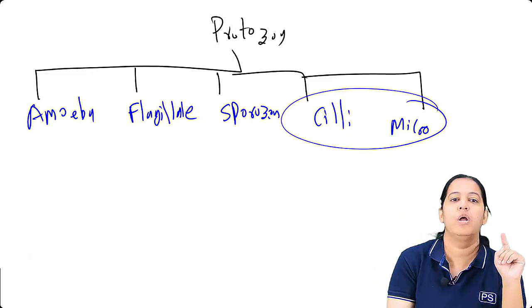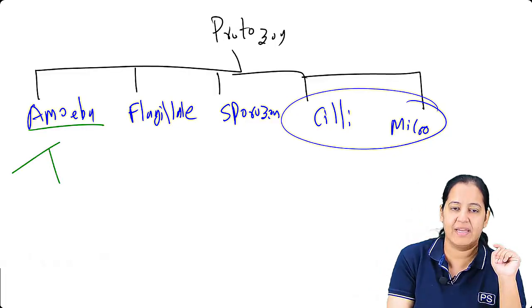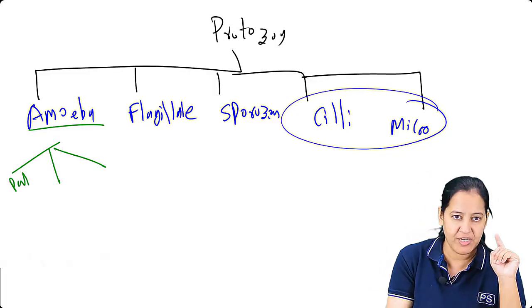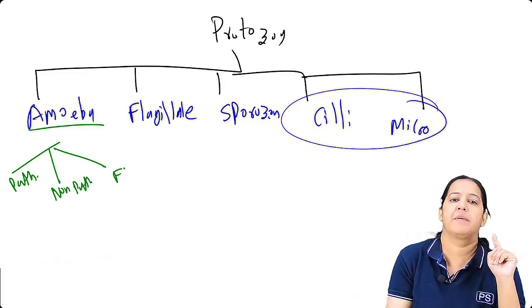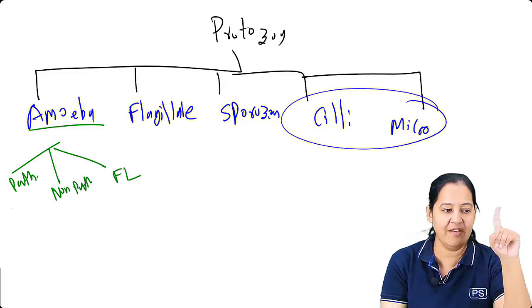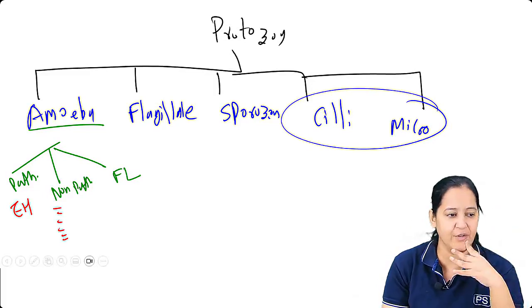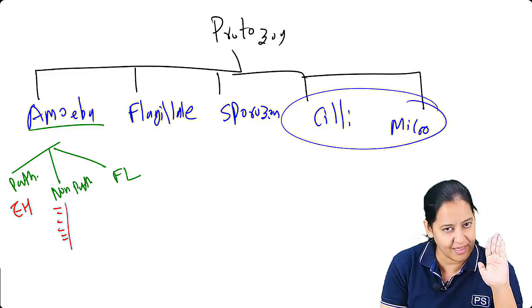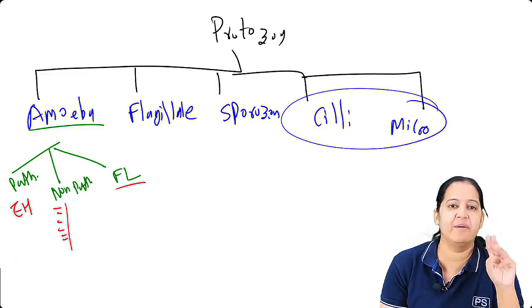है ना. चलो. Amoebas में, let's divide it further. Tell me the 3 categories of the amoeba: pathogenic amoeba, non-pathogenic amoeba, and free-living amoeba. Pathogenic amoeba is only one, Entamoeba histolytica. Non-pathogenic are many. You will learn the names at your end. I will not teach you those. Just learn the names. If they come in an option, you should be able to identify them. ठीक है. And free-living में there are 3.